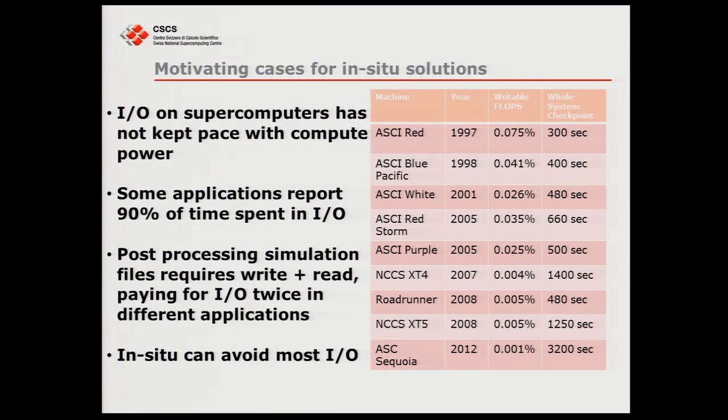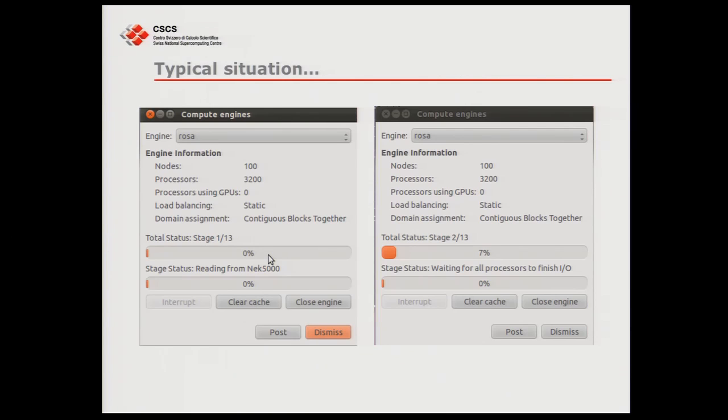Here are some actually old numbers, the latest being from 2012 on the ASCII Sequoia machine. Doing a whole system checkpoint uses 0.001% of the total writable flops, and it takes over 3,000 seconds to save the content of memory to disk. So very, very difficult to do I/O on those systems.